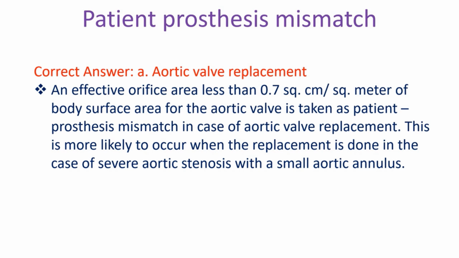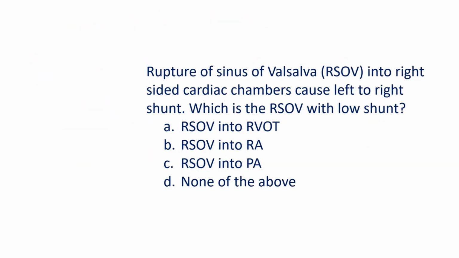An effective orifice area less than 0.7 square centimeter per square meter of body surface area for the aortic valve is taken as patient prosthesis mismatch in case of aortic valve replacement. This is more likely to occur when the replacement is done in the case of severe aortic stenosis with a small aortic annulus. Rupture of sinus of Valsalva into right-sided cardiac chambers cause left to right shunt.